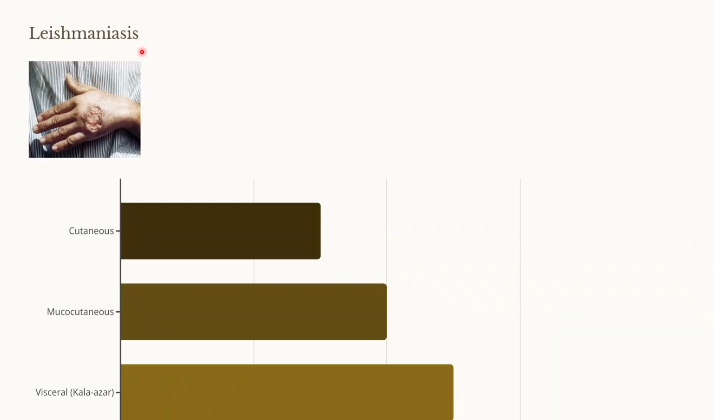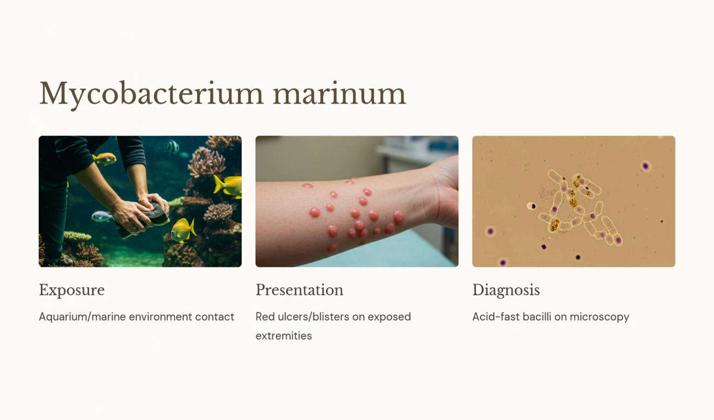What about leishmaniasis? A leishmanial ulcer will present like this. It can present with an ulcerative cutaneous lesion, or it can present with a visceral lesion, which is known as kala-azar, where it can attack the liver, resulting in elevated liver enzymes, as well as the bone marrow, resulting in pancytopenia.